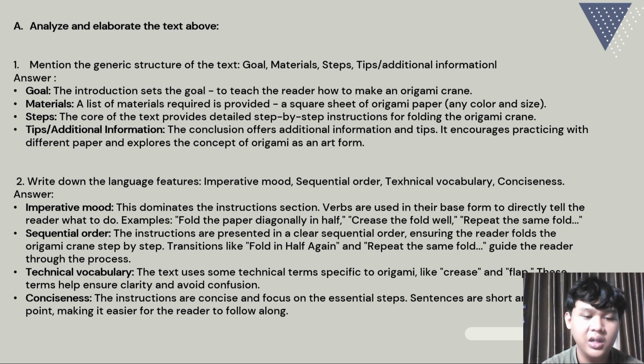And the next is technical vocabulary. The text uses some technical terms specific to origami, like crease and flap. These terms help ensure clarity and avoid confusion. Conciseness: the instructions are concise and focus on the essential steps. Sentences are short and to the point, making it easy for the reader to follow along.